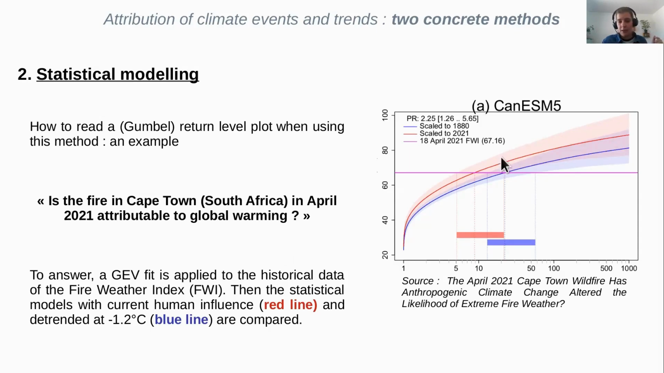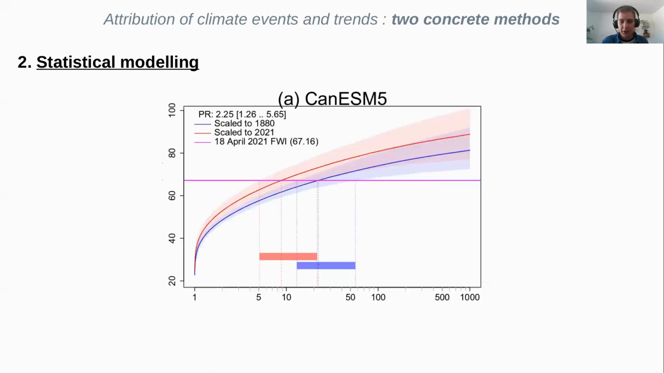Here it's represented by the red lines, and I'm going to detail this figure right after. And you explore the same models in a detrended world. So using the same GEV model, but you detrend it by 1, 2, 3 degrees, whatever you want to explore, to compare it to a colder world or warmer world, and you compare the two GEV models, the two lines, the red and the blue lines. So let's be more specific here.